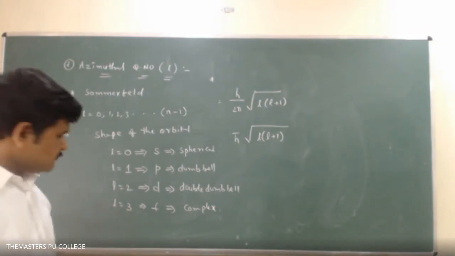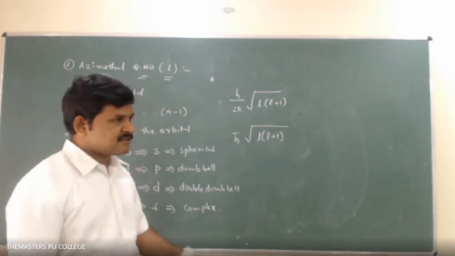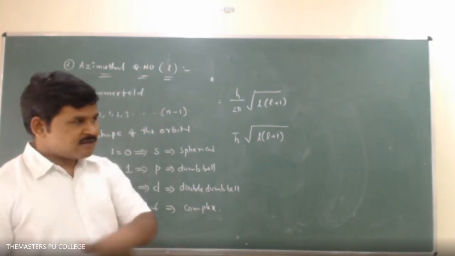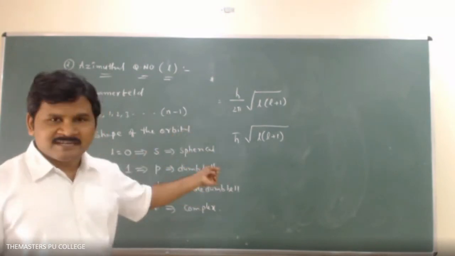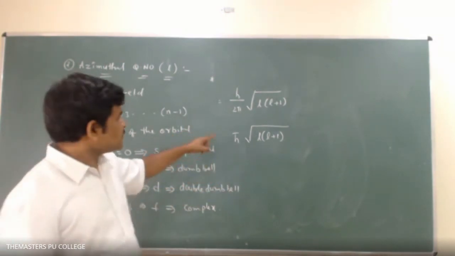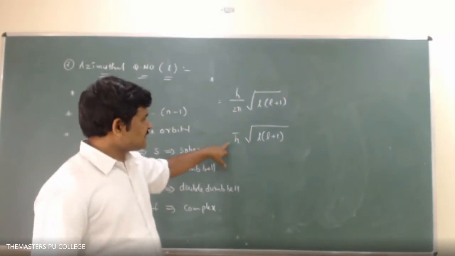Now Anisha asked one doubt: why are n values and l values the same? Now you can understand easily by seeing this tabular column.